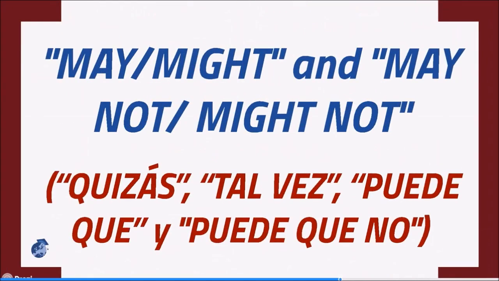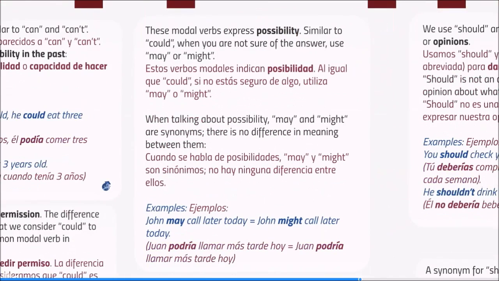May, might, and may not, might not. These modal verbs express possibility. Similar to could, when you are not sure of the answer, use may or might. When talking about possibility, may and might are synonyms. There is no difference in meaning between them. Examples: John may call later today. John might call later today.